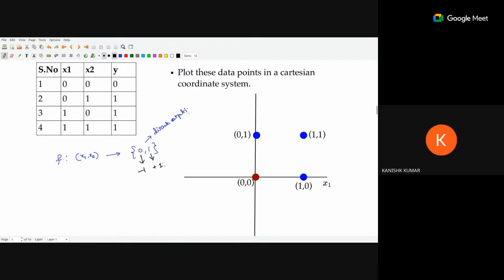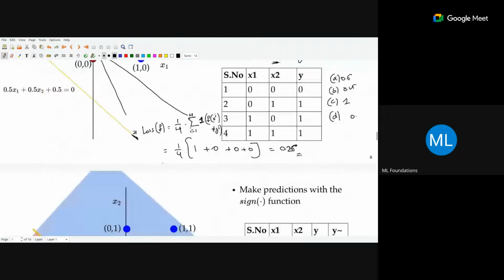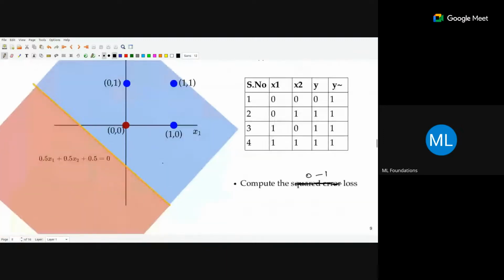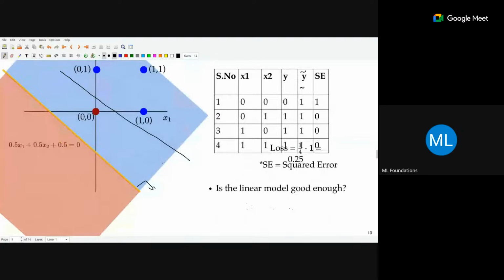Yes, sir. If you are getting -1 for the sign, that represents 0. You should label 0 for it. That's what I was asking. Got it. So that's how you have to represent. If you do that, your loss will be 0.25, as the slide shows.